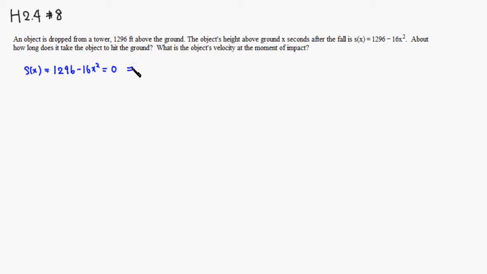So this is going to be subtract 1296. So it's going to be negative 16x squared is equal to negative 1296. Then we can just divide through by negative 16 to get x squared is equal to, negatives cancel out, 1296 divided by 16. So to get x, all you have to do is take the square root. So x is going to be the square root of 1296 over 16.